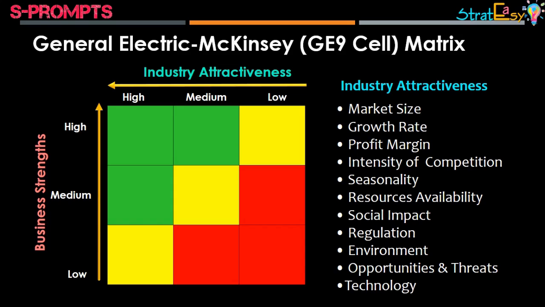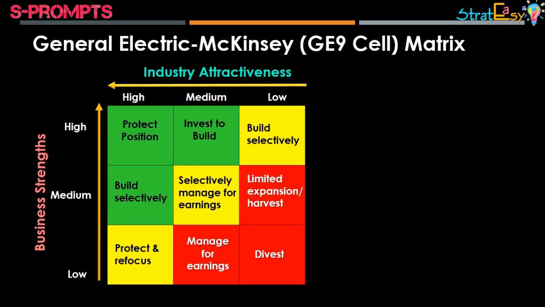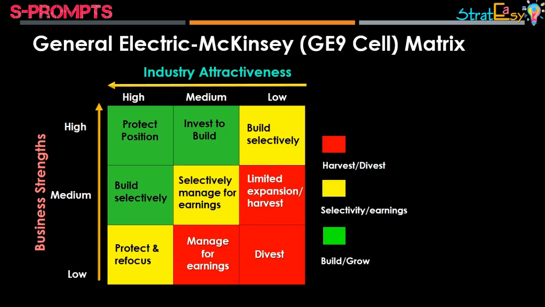Thus, accordingly, the strategic implications given here are: protect the position, as the business strengths are high and the segments are present in a highly attractive market or industry. Similarly, you can read the strategic implications for the rest of the quadrants. The GE 9-cell matrix and its three color coding, we can correlate with the tricolor of traffic signal lights.